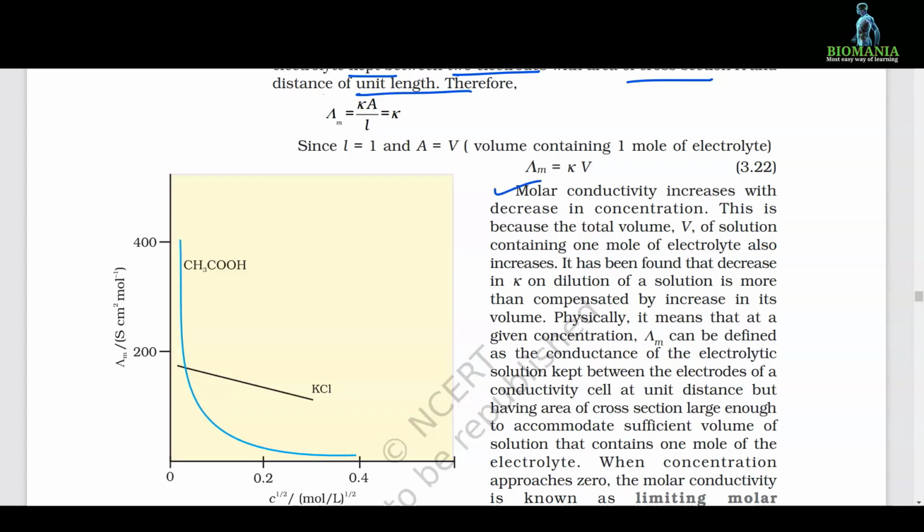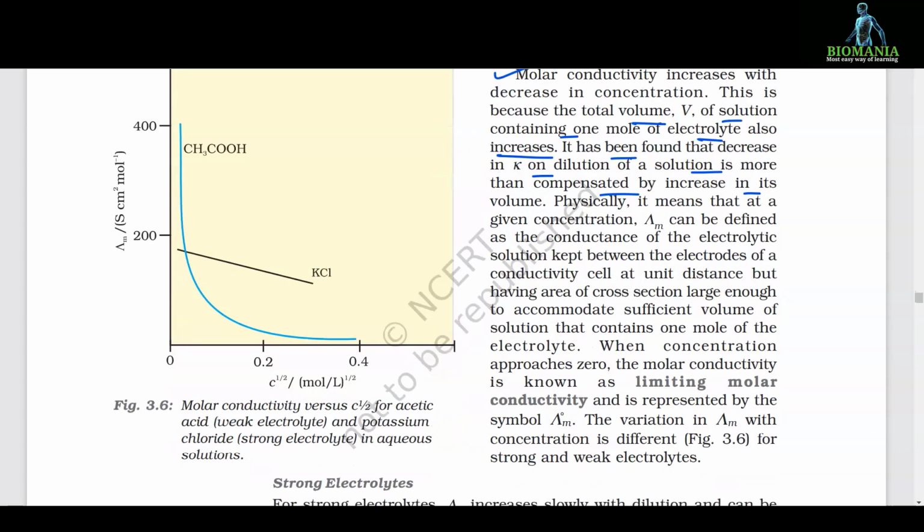Molar conductivity increases with decrease in concentration. This is because the total volume V of solution containing 1 mole of electrolyte also increases. It has been found that the decrease in kappa on dilution of a solution is more than compensated by the increase in its volume. Physically, it means that at a given concentration, lambda can be defined as the conductance of the electrolytic solution kept between the electrodes of a conductivity cell at unit distance but having area of cross section large enough to accommodate sufficient volume of solution that contains 1 mole of the electrolyte.